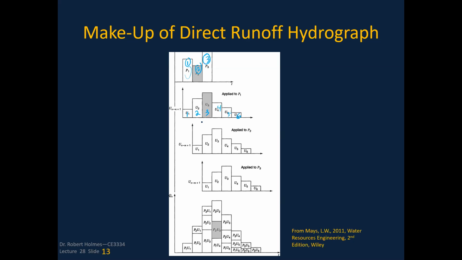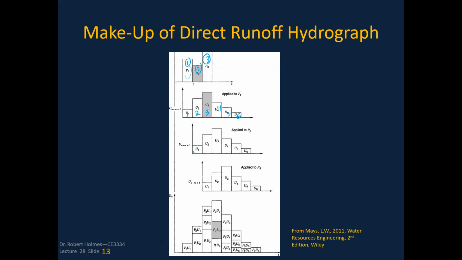The next precipitation value, P2, see that I've lagged the unit hydrograph over to start at the same time as the second rainfall value does. And then the third unit hydrograph, I'm lagging over there. Now, I haven't applied the superposition, or the proportionality, to these yet, but that's done down here in this graphic, as you can see.